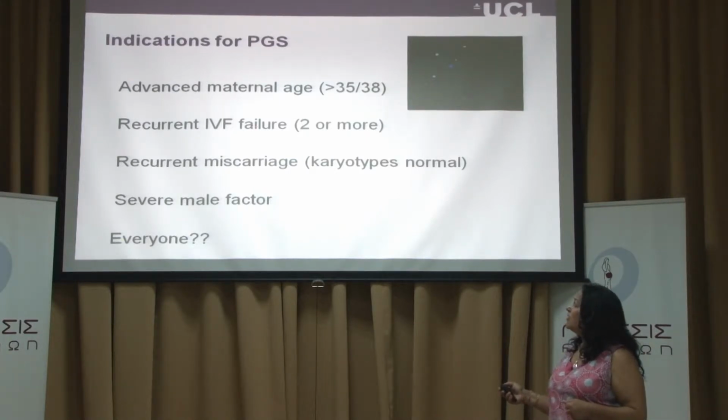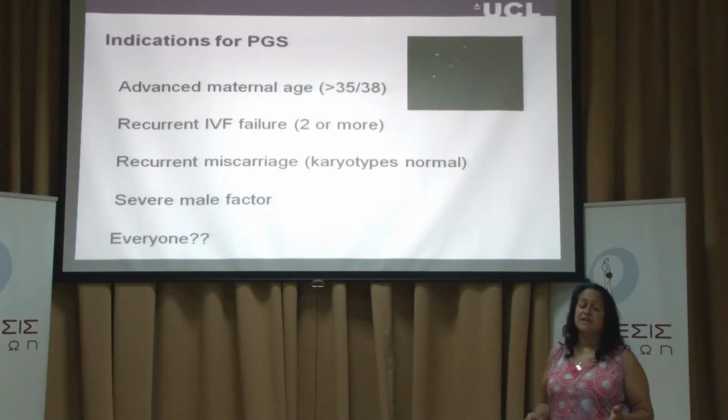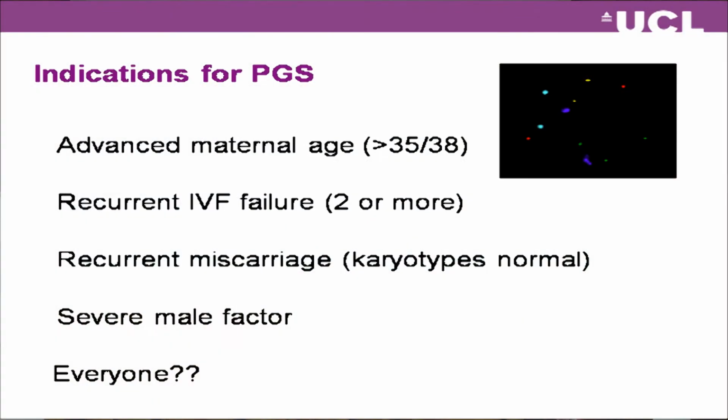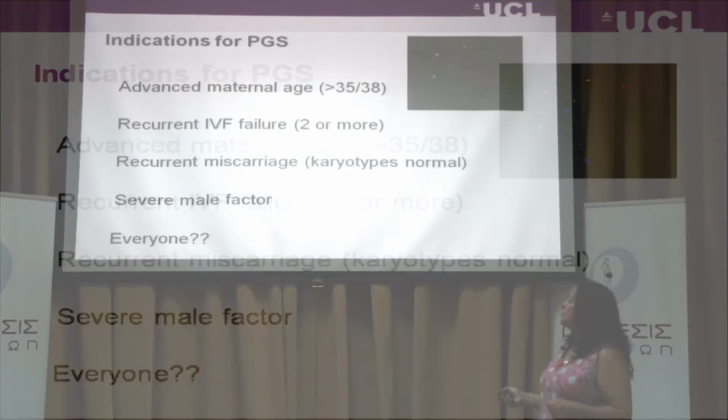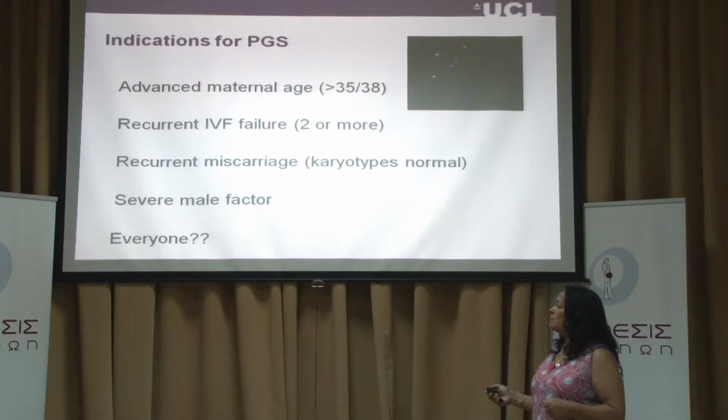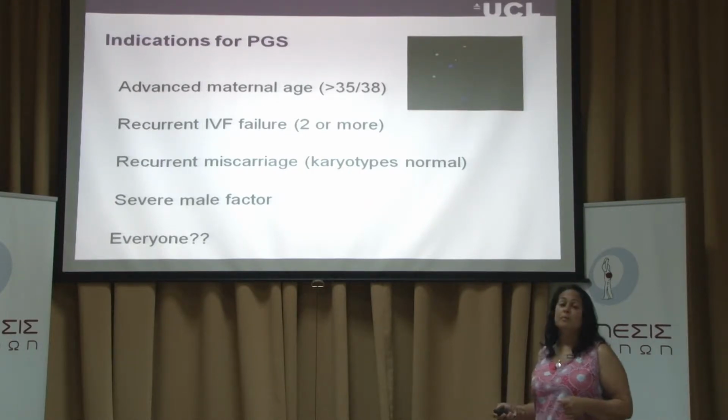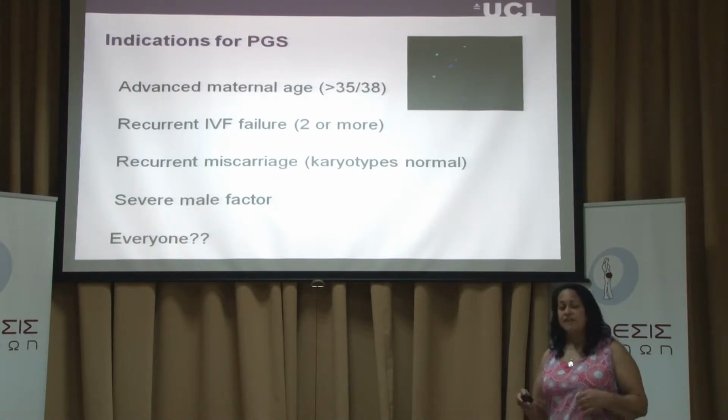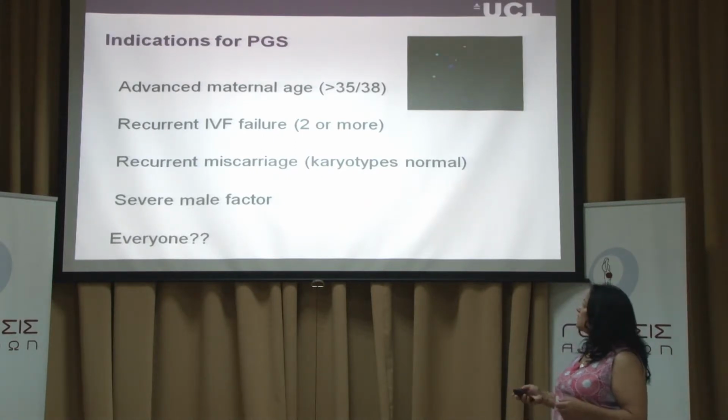If a patient has recurrent IVF failure, well, there may be many reasons they have recurrent IVF failure. It may be a chromosomal reason in their embryos, so we could test it using PGS. If they have recurrent miscarriage, again, many reasons for recurrent miscarriage, but if the karyotypes are normal in the parents, there may be other immunological reasons, or it may be something to do with the chromosomes in the embryos. Severe male factor, and at the bottom here, I've written everybody. Maybe in the future, this is a technique that everyone going through IVF will actually have.